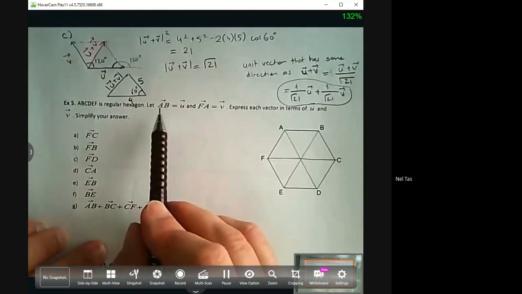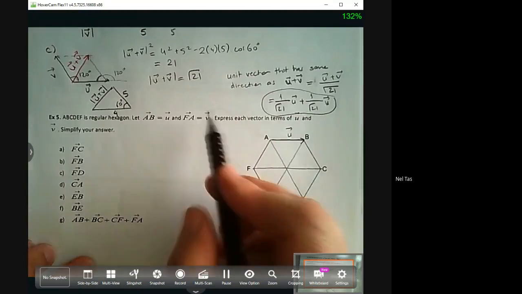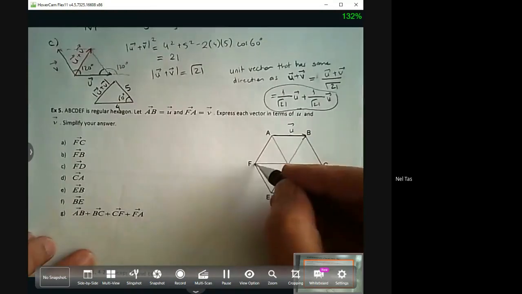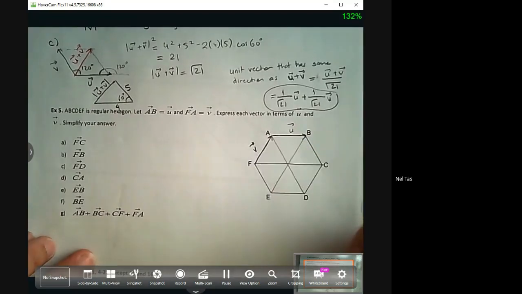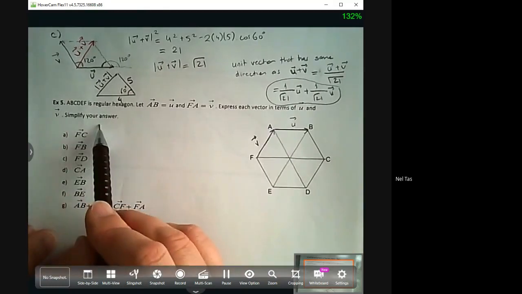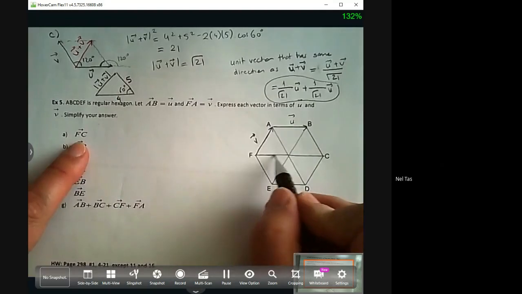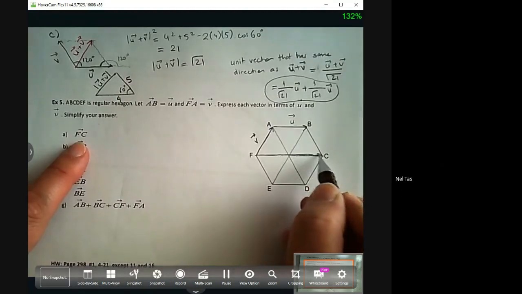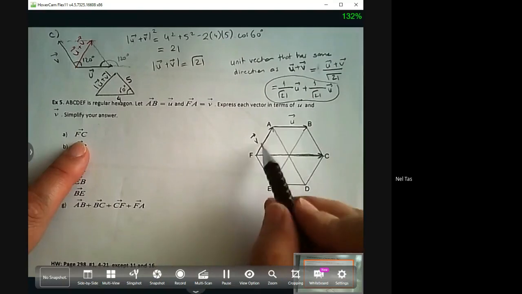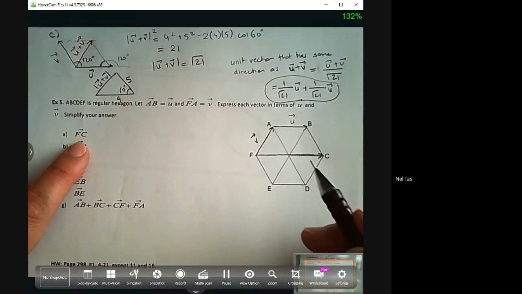Okay, so let A be U vector. So AB is U vector. And FA is V vector. Express each vector in terms of U and V. Simplify your answer. So FC, we are looking for FC vector. So we want to represent FC in terms of U and V.